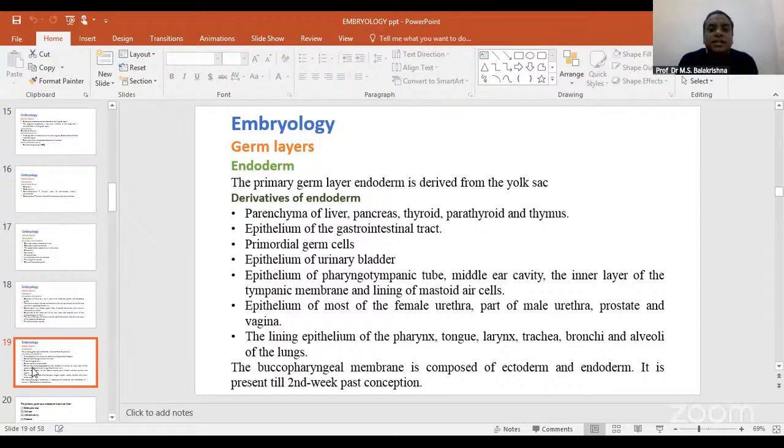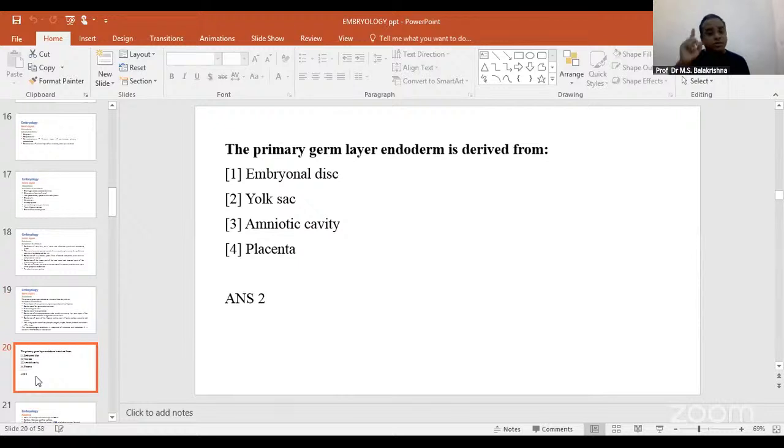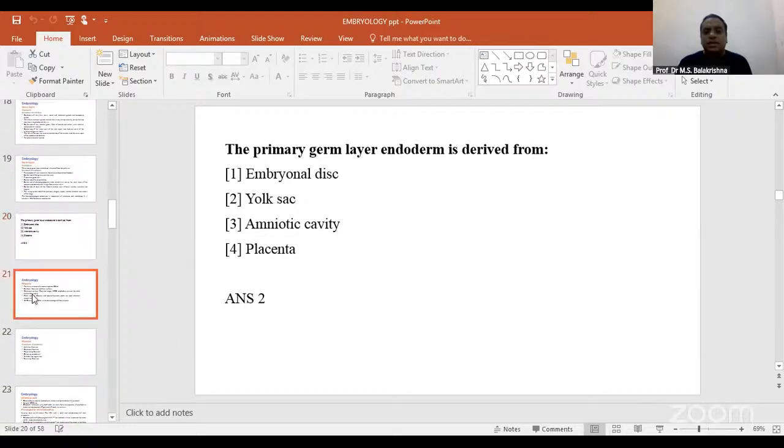Similarly, you have the parenchyma of the liver, pancreas, thyroid, parathyroid, thymus, epithelium of the GIT, primordial germ cells, urinary bladder epithelium, and the list goes on. So please go through this. You will have to answer MCQs from this. You cannot go wrong. So the question is, the primary germ layer endoderm is derived from? We have just discussed. The endoderm is derived basically from the yolk sac. From the yolk sac only, everything comes. The story begins from the yolk sac only.